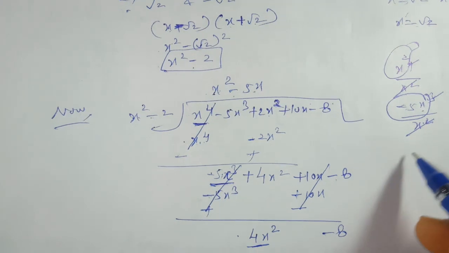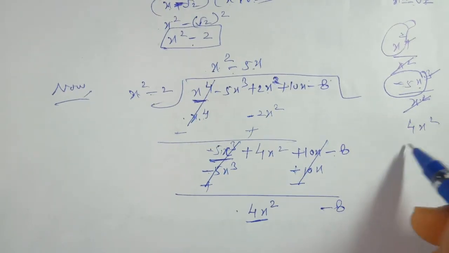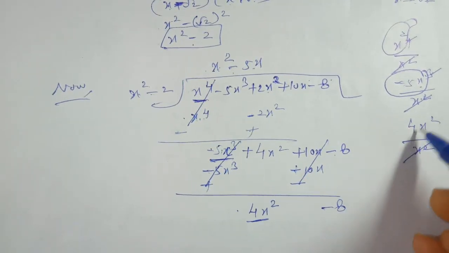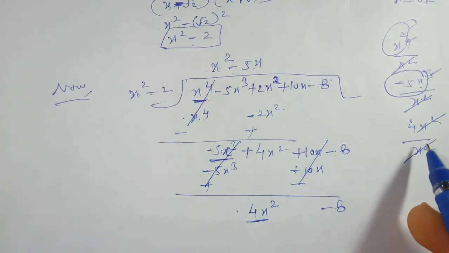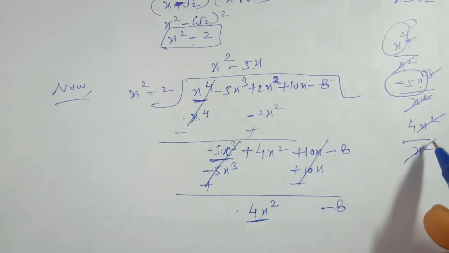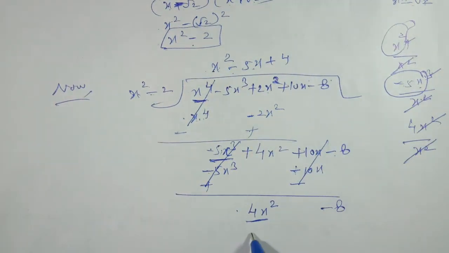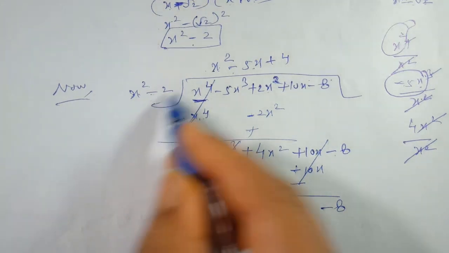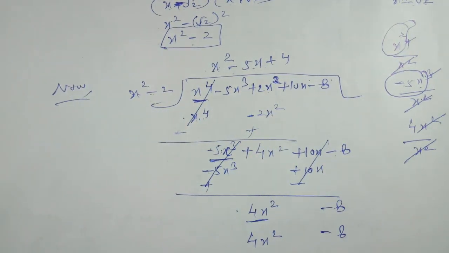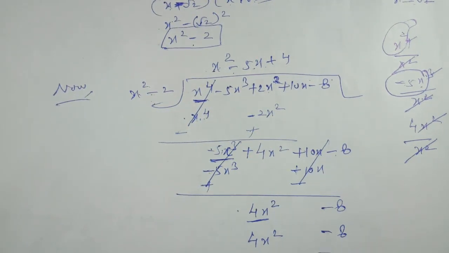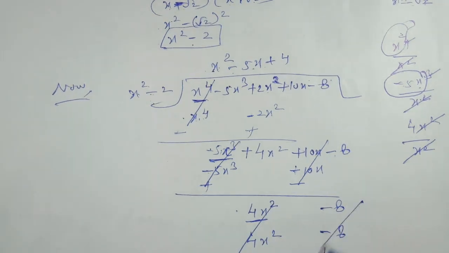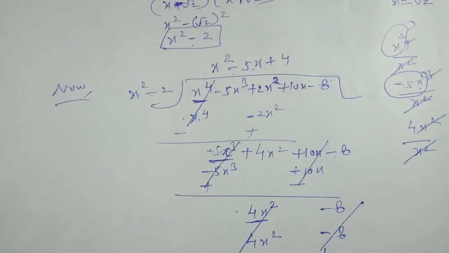Now the highest is 4x square. So rough work, 4x square divided by x square. When x square is cancelled by x square, we get 4. So it will give 4. It will give 4x square minus plus minus 4 into 8. Plus it will change to plus, and this will be cancelled. So we get 0.